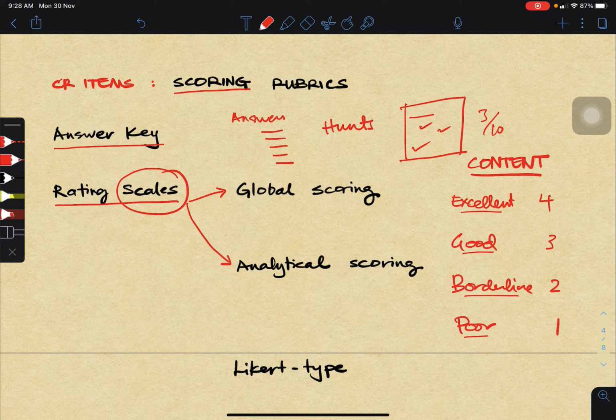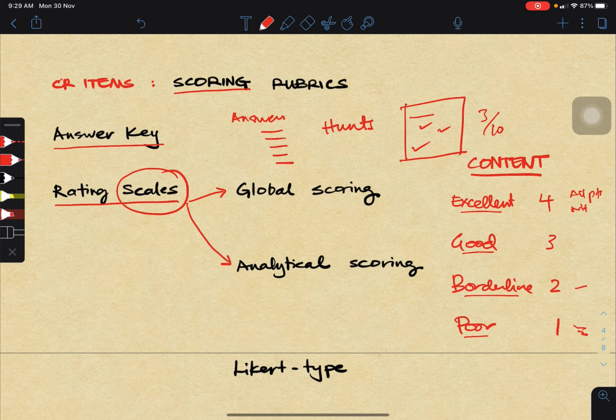You can attach definitions of what is excellent, what is good, what is borderline, what is poor, and this definition can change according to the domain of the answer. So now you can direct the rater's attention to, of course, content. For excellent, you might describe all points provided. Good is most points. Borderline is nearly half the points. Poor is no point or very few points.